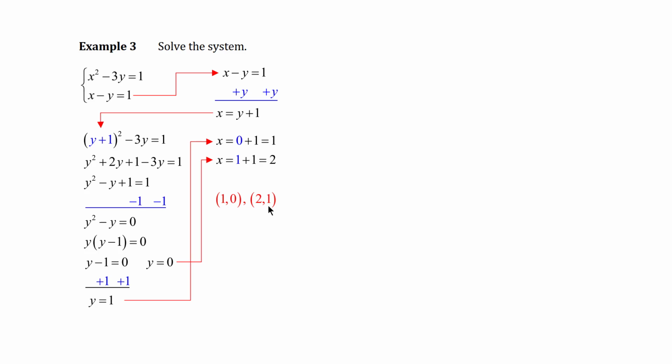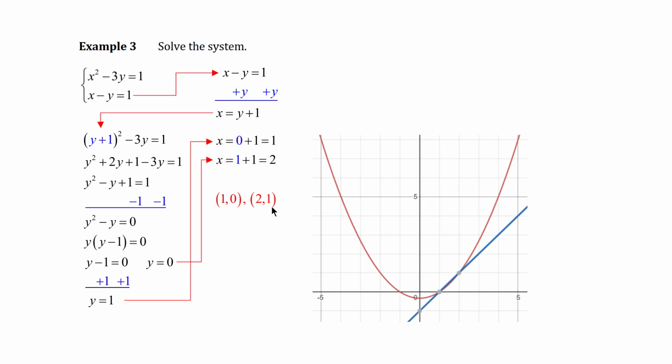If we look on the right, we can see the graphical representation of the system and our solution. The first equation, x squared minus 3y equals 1, is the graph of the parabola in red. The second equation, x minus y equals 1, is the graph of the line in blue. You can see that the solution is the intersection between these two graphs, which takes place at (1, 0) and (2, 1).